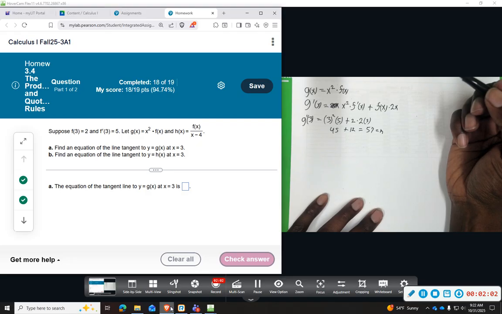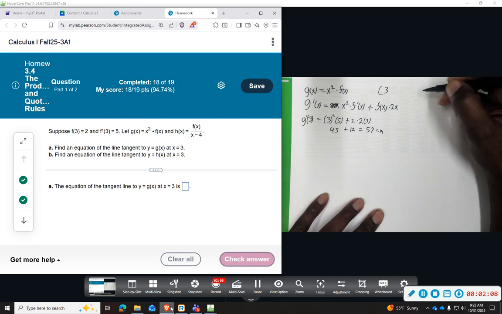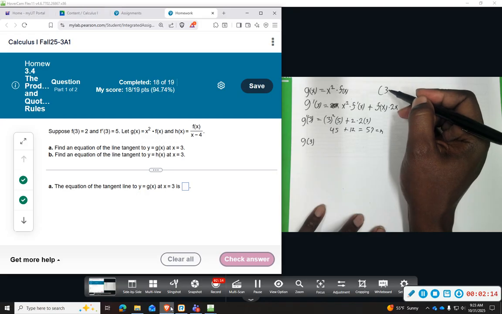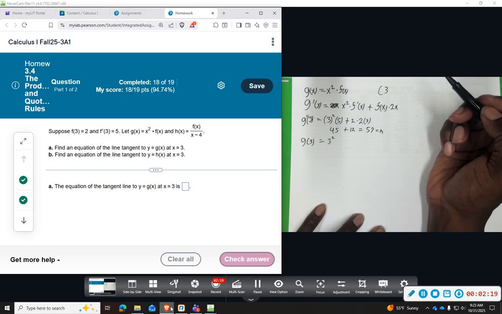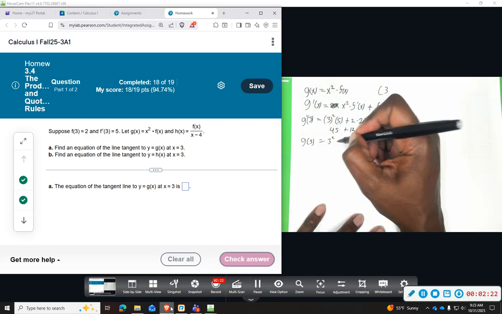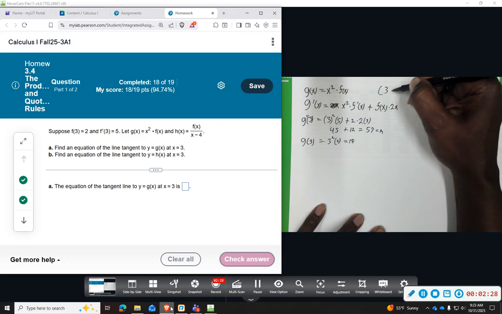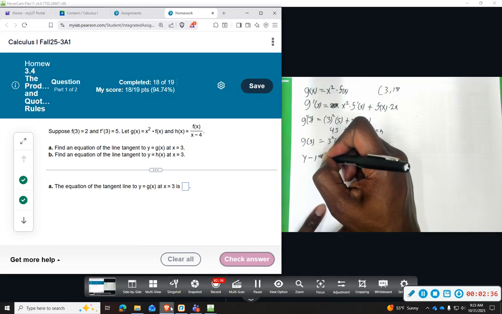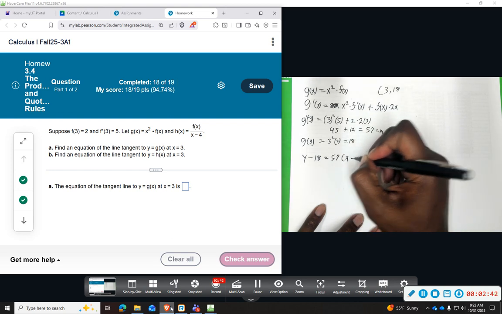Now we need an ordered pair. So we have an x value. It's 3. We need a y value. So I need to do g of 3 as well. So let's find out what g of 3 is to get the y value. So it'll be 3 squared, f of 3 is 2. So 9 times 2 is 18. So you get 18. So we're going to use the slope, point slope form. y minus the y value of 18 equals the slope of 57 times x minus the x value of 3.